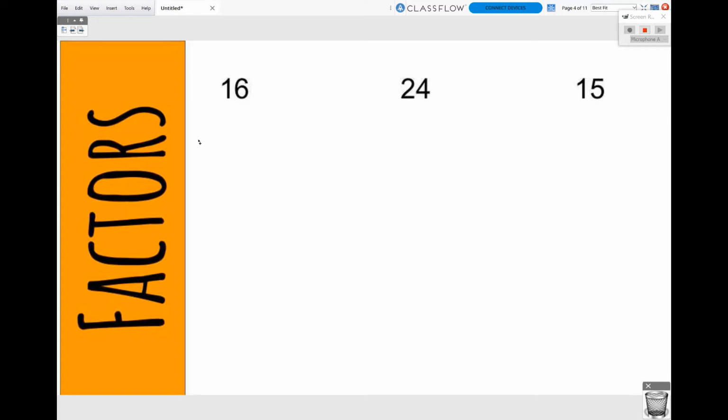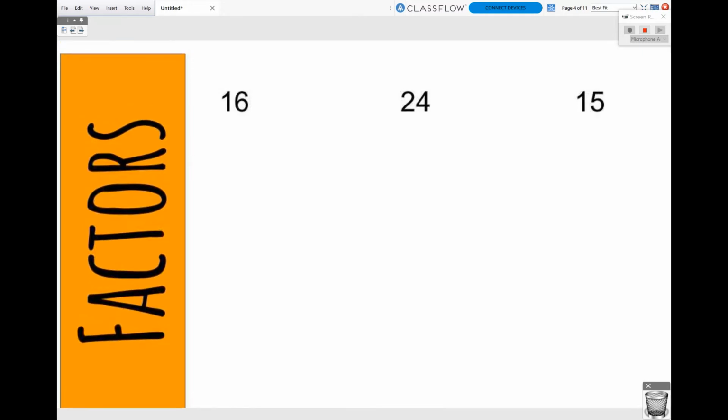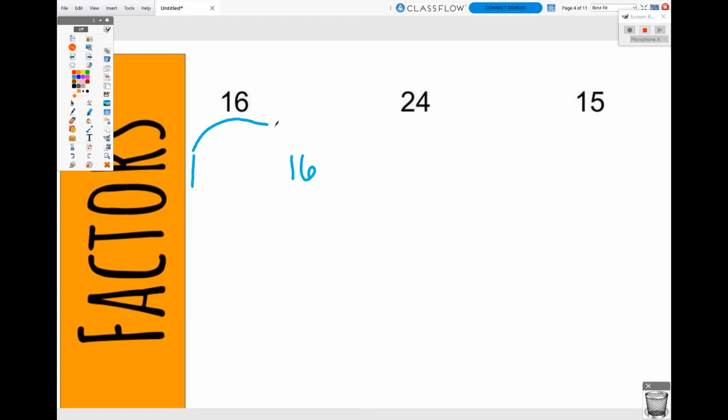So what we do is we start with the number 1 and we ask ourselves, 1 times what gives me 16? Good, 16. Okay, I know that 2 times something gives me 16 because 2 is an even number. So let's think real hard. What number can we double to give us 16? 8. Good job.